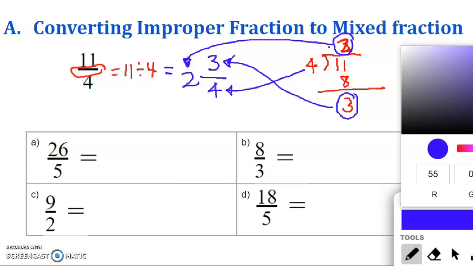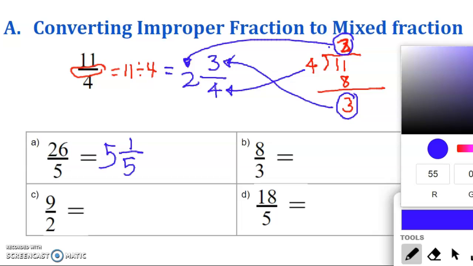Okay, so how many times does 5 go into 26? Well, I know that 5 times 5 is 25. And if I subtract 25 from 26, I still have 1 left. So I can put 5 whole because 5 times 5 is 25. And we still have 1 remaining. So that's going to be over 5.